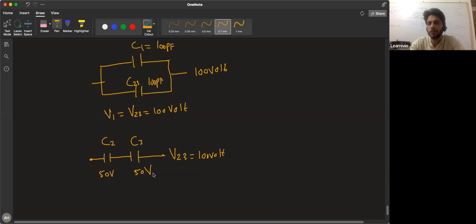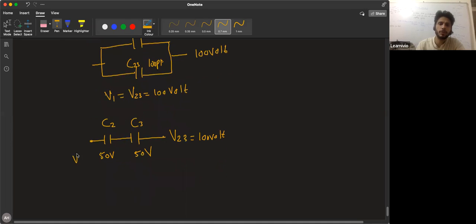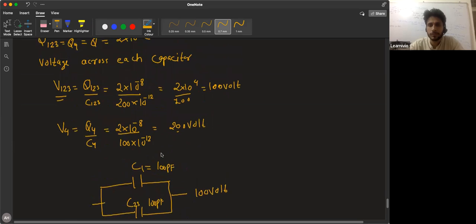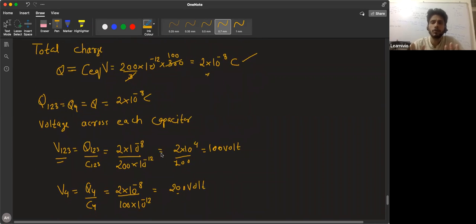That is the voltage across each capacitor. This is V2. This is V3. If you need charge, you can simply multiply voltage with capacitance. So this is the question. It's a 3-marker question that usually comes in school exams. Note it down.